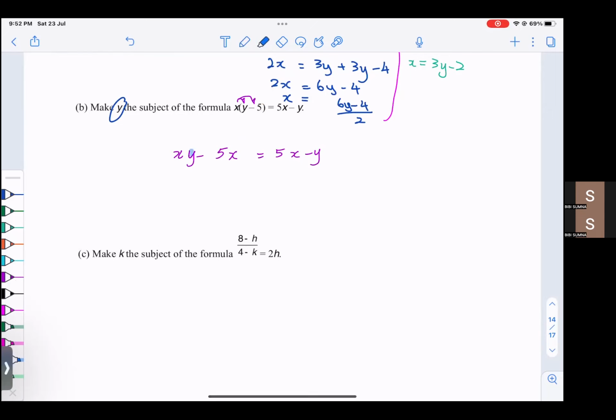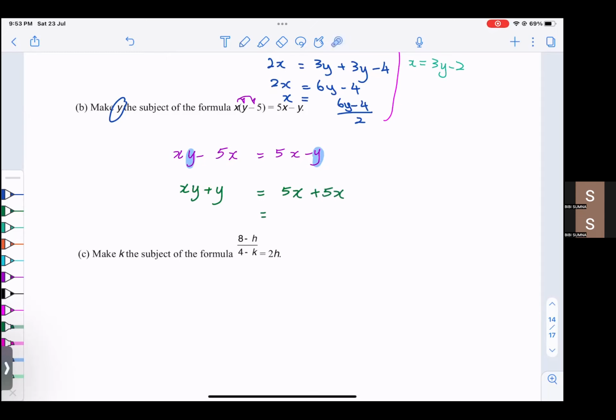So where are the y's? We have one here and also here. We have y's on both sides. So what do we do? We want to make y the subject, so it has to be only on one side. Your first step for these questions will be to put all the terms that have y on one side. Plus y, because it's negative here, so if you move it to the other side, it becomes positive. And on that side, negative 5x, so if you move it to this side, it becomes positive 5x.